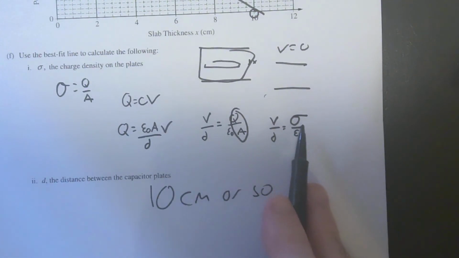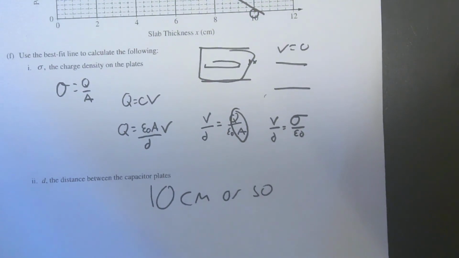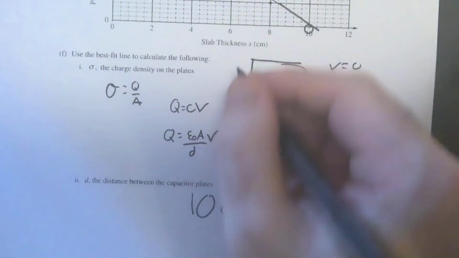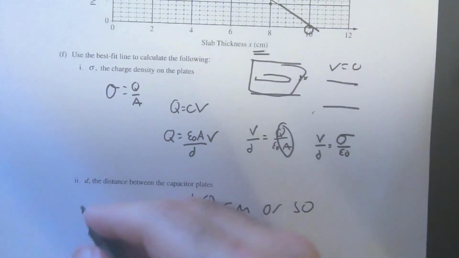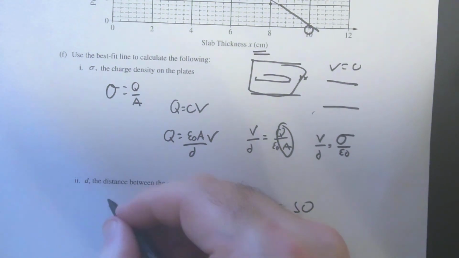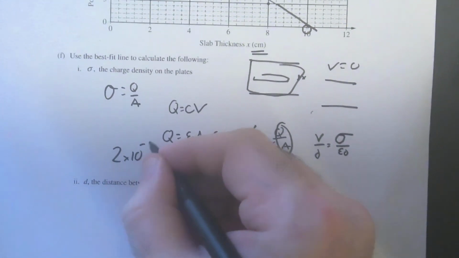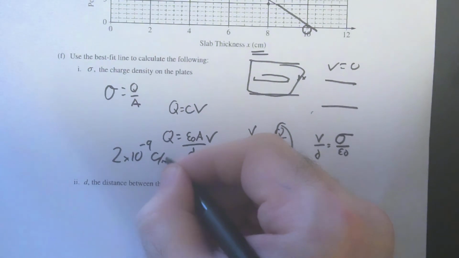So if I want to find the charge density, I'm going to take the slope of this line and divide it by epsilon naught once I've converted centimeters. And you should get around 2 times 10 to the minus 9th coulombs per meter squared.